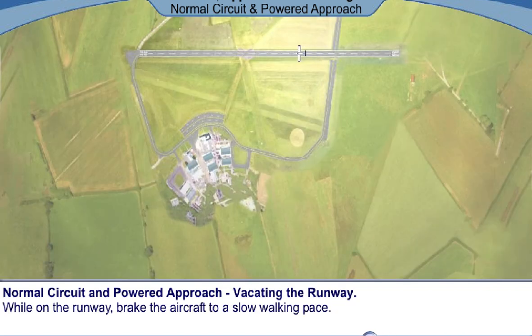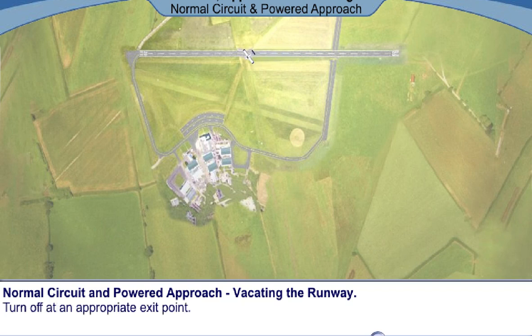While on the runway, brake the aircraft to a slow walking pace in a straight line. Turn off the runway at an appropriate exit point or taxiway. When well clear of the runway, bring the aircraft to rest and apply the parking brake.